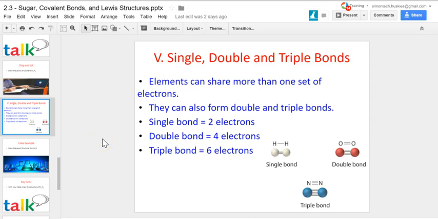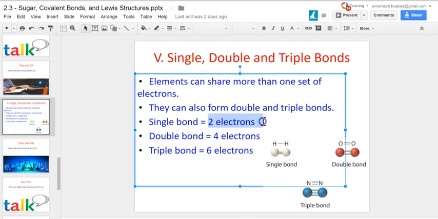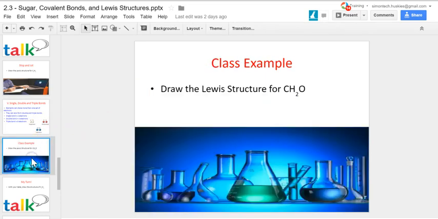Now the other thing that can happen is you can draw double bonds and triple bonds. So instead of just sharing 2 electrons in a single bond, sometimes atoms share 4 electrons in a double bond. And we draw double bonds just like we draw single bonds where we're sharing 2 electrons, but there's 1 extra of sharing. So for example, if we're doing something for CH2O, here's how I would do it.